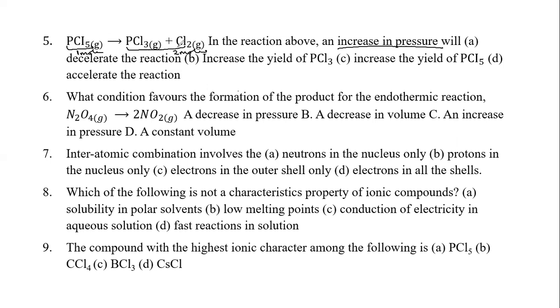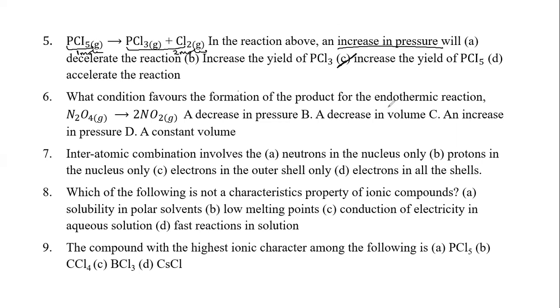So it means that this answer, increase in pressure, will favor this backward reaction. We favor the reactant side. We shift the equilibrium position to the left, the side of PCl5, which means an increase in the yield of PCl5.